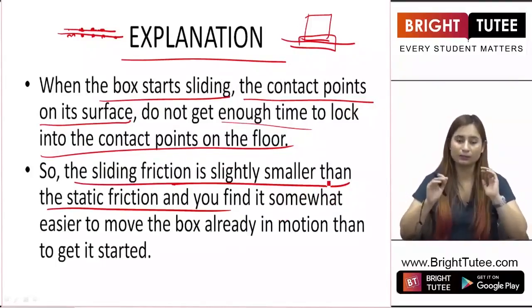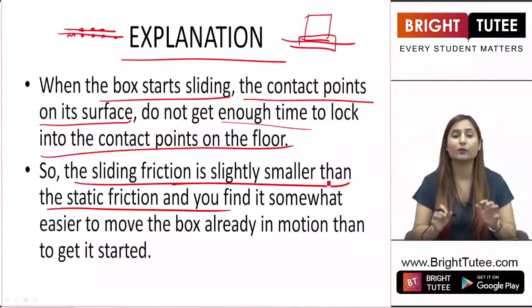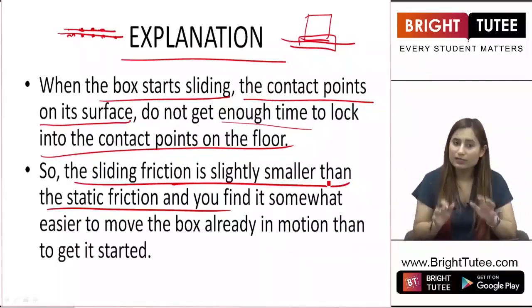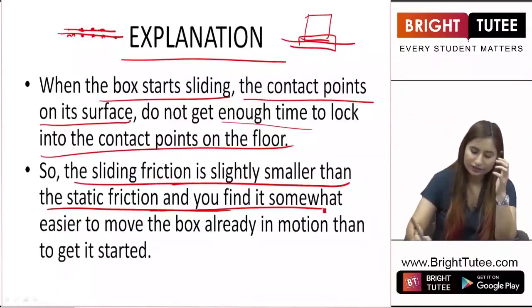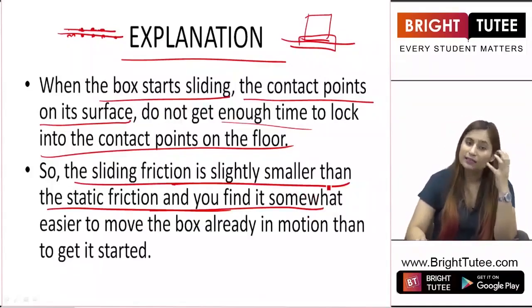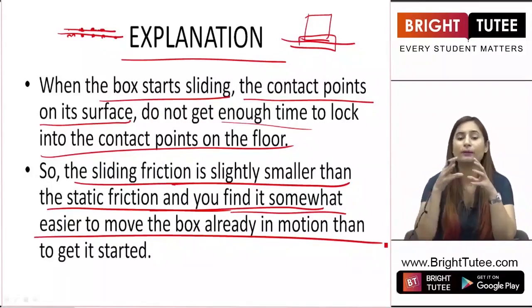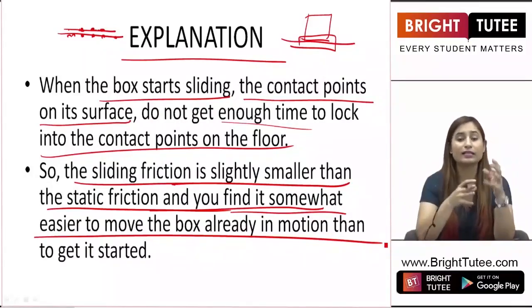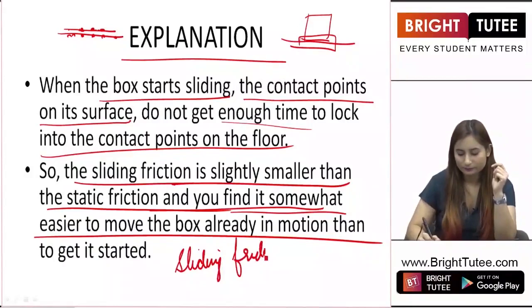What does it tell you? That the boy started pushing the box, right? When it was the first time when he started pushing, he required much more force to make it move. But once it has moved, the boy can easily push it around for longer distances, right? So this tells us that sliding friction is slightly smaller than the static friction, and you find it somewhat easier to move the box already in motion than to get it started. It is difficult to move a box that is static than to move a box that is already moving. So this tells us that sliding friction is lesser than static friction, right students?